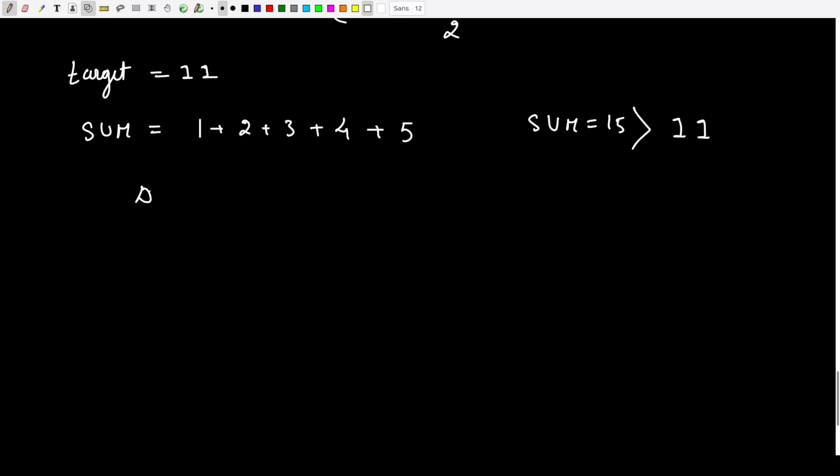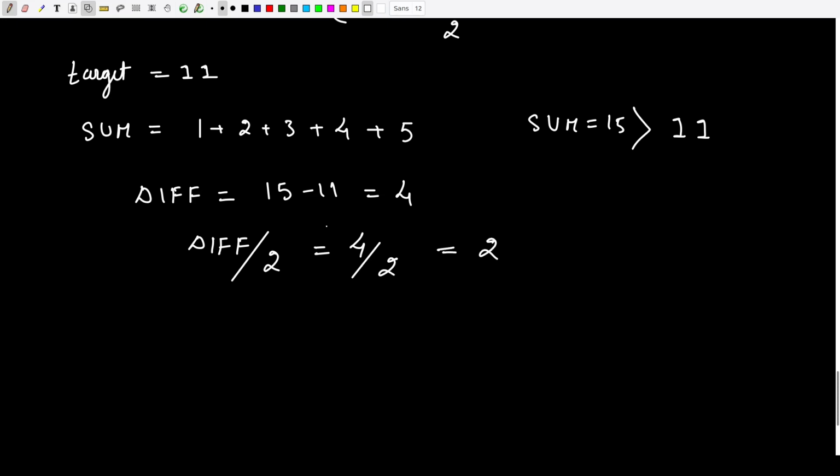Now over here, our difference is how much? Well, our difference is 15 minus 11, which is equal to 4. And because of which, the number which needs to be flipped over here will be the difference divided by 2. So 4 divided by 2, which is equal to 2. So if we flip the sign of this 2, then the sum will be 11. So let us try to do that. And if we add all these numbers, this will come as 11.